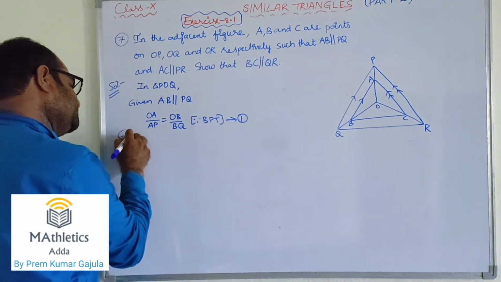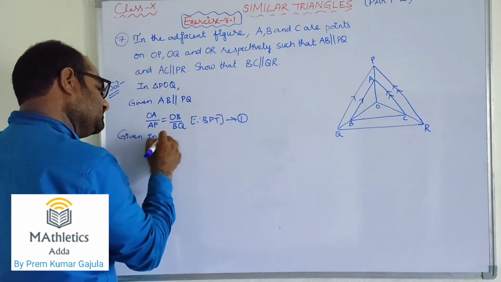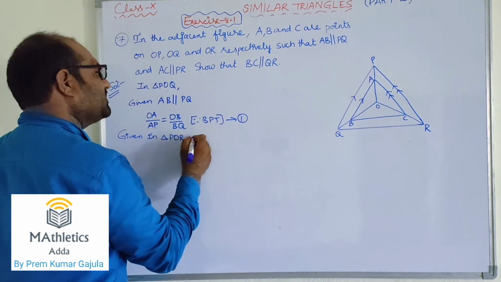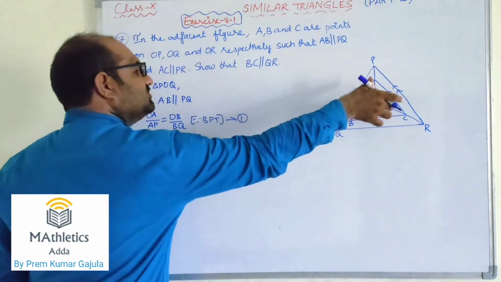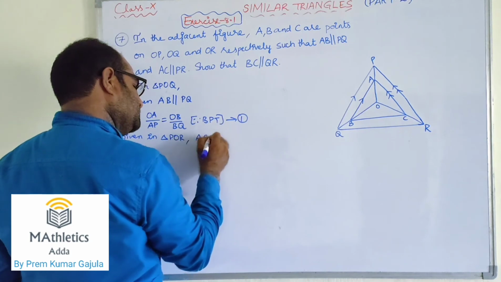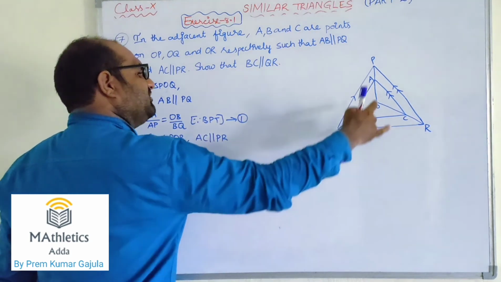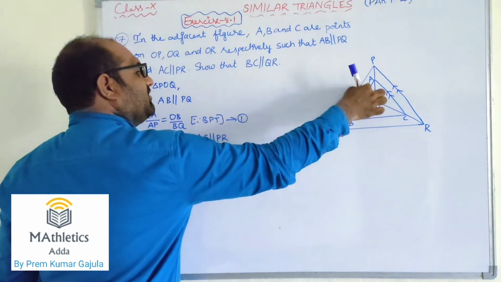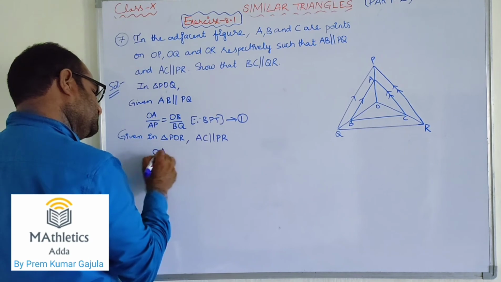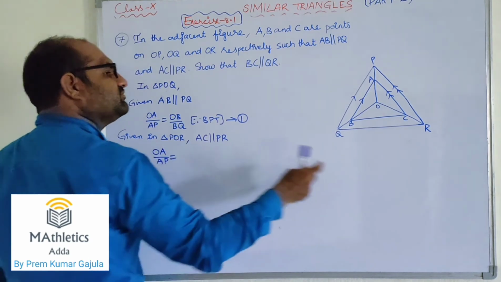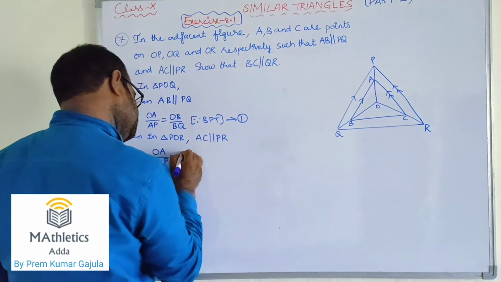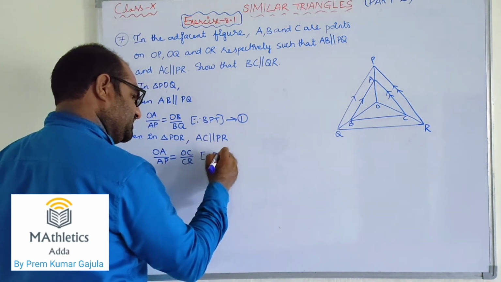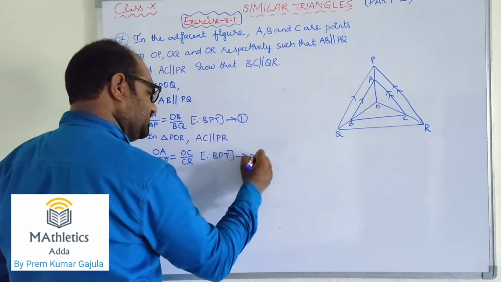So again it is given that in triangle POR, AC is parallel to PR. So similarly, AC is dividing these two sides in the same ratio, that is OA by AP is equal to OC by CR, from BPT again. So let it be equation number 2.